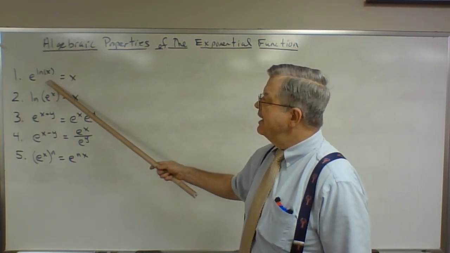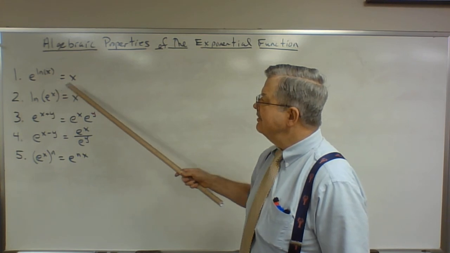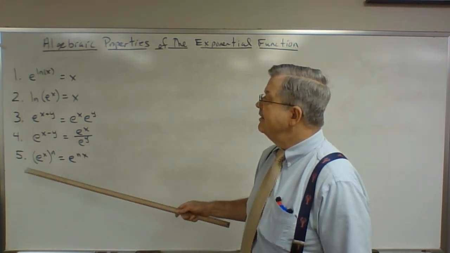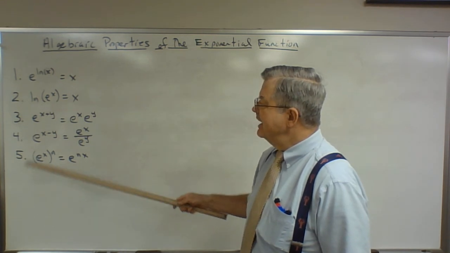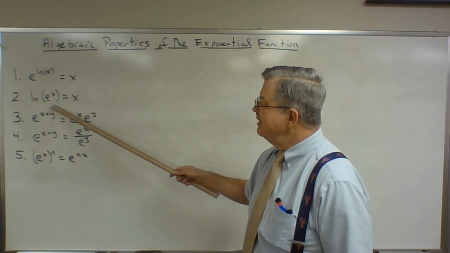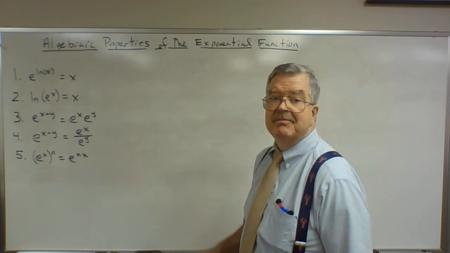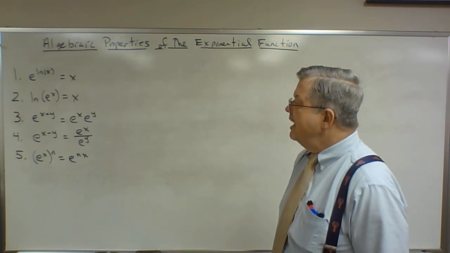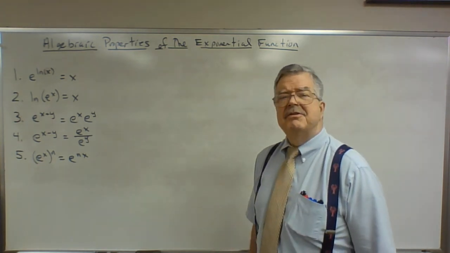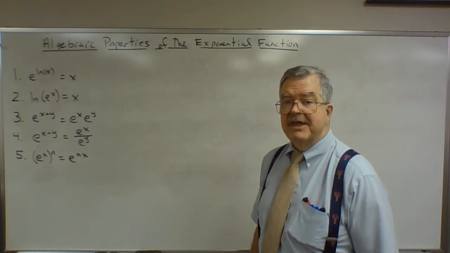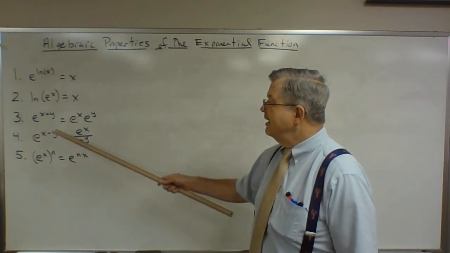e raised to the power of natural logarithm of x equals x. They undo each other, e to the x and natural logarithm of x. And natural logarithm evaluated at e to the x equals x. They undo each other through function composition. And the typical laws for exponents hold for the exponential function.